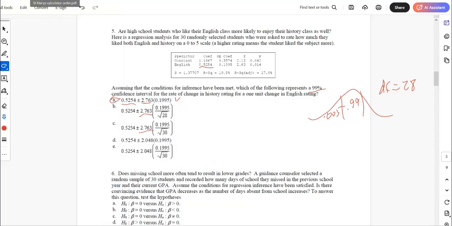We don't use that formula for slopes for this. We just take the number next to it. That's the standard error. We plop it in right there.